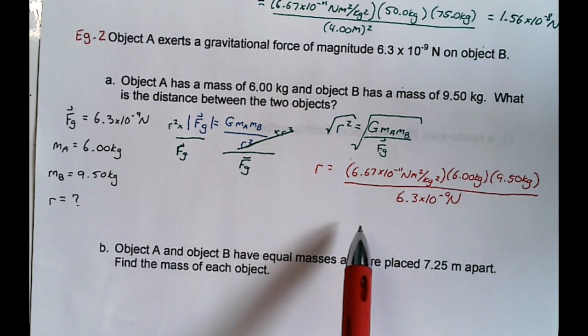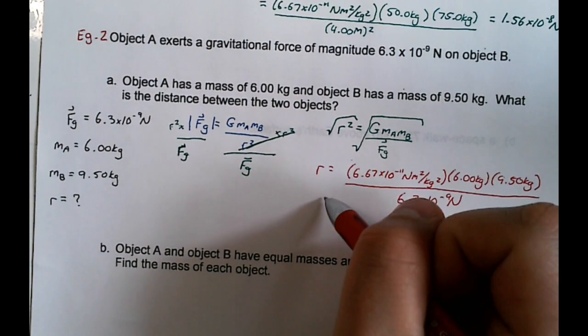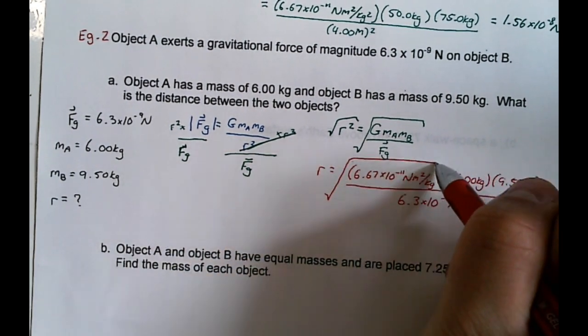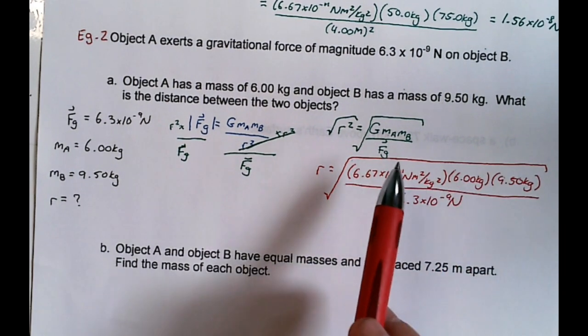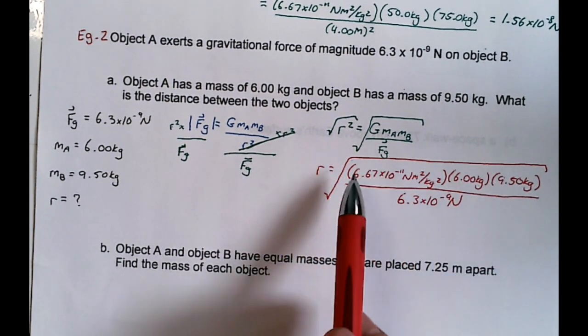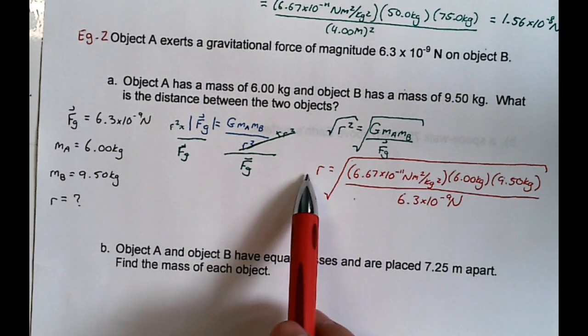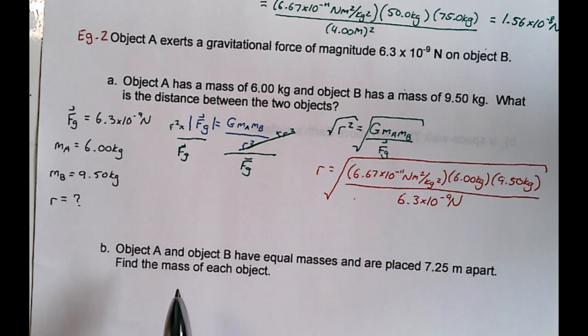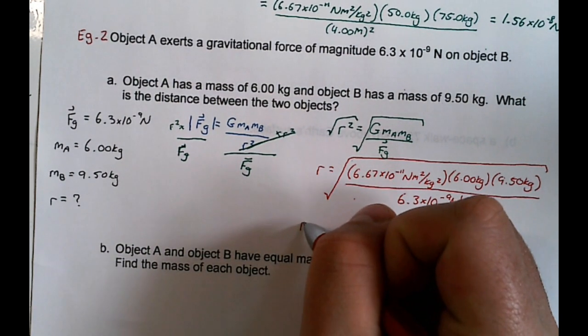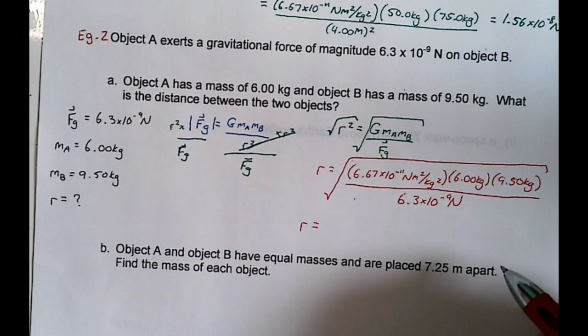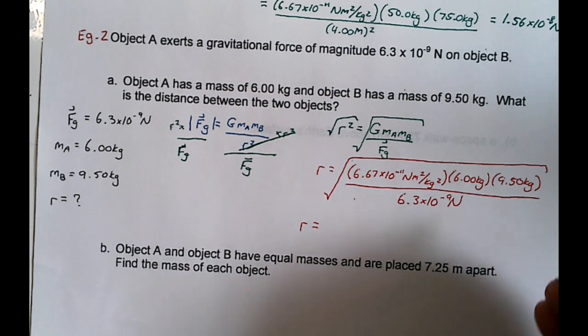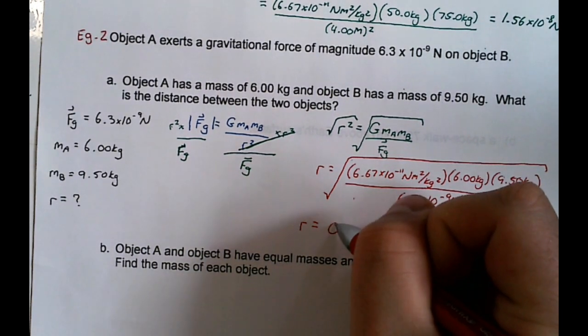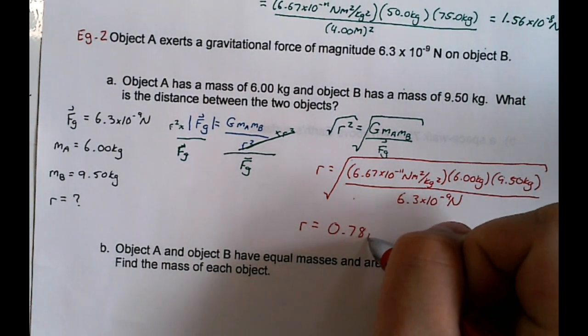Once you've done all that, don't forget that you need to take the square root of your whole answer. If you forget to take that square root, you're not going to get the distance between, you're going to get the distance between squared. So once you've plugged that all in, you're going to find the distance between object A and object B to be 0.78 meters.